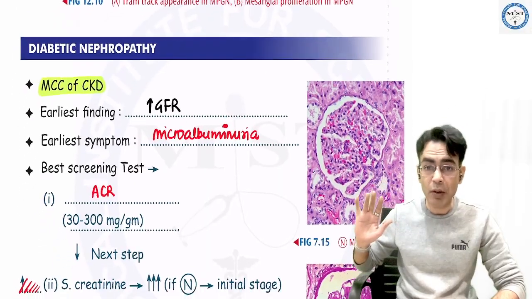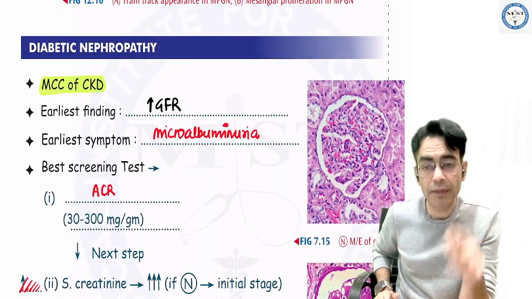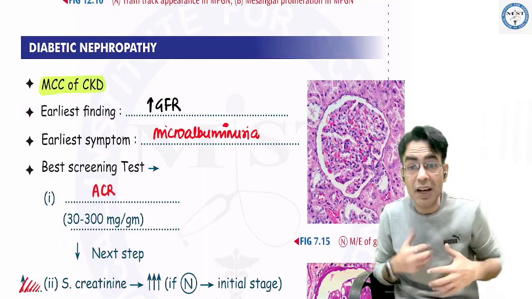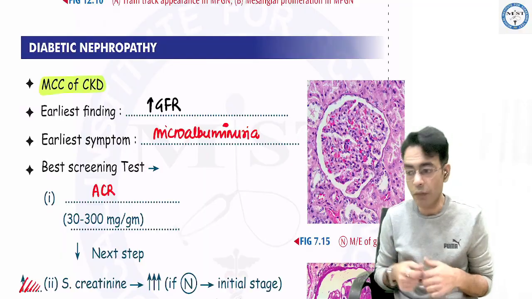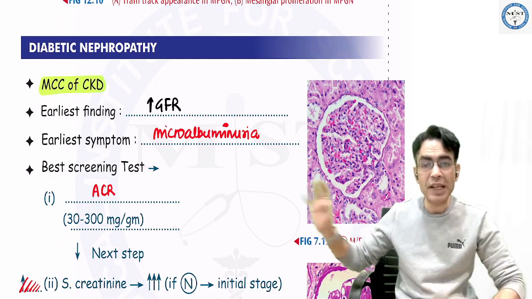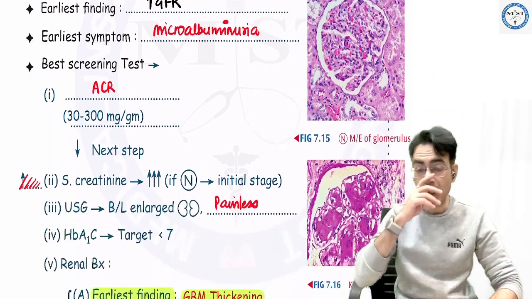Diabetic nephropathy, very important. Most common cause of CKD. The first thing which you see in a patient of diabetic nephropathy is the kidney trying to save itself, an increase in the GFR. First clinical thing, microalbuminuria. Okay. Best screening test, ACR, I told you, albumin to creatinine ratio.